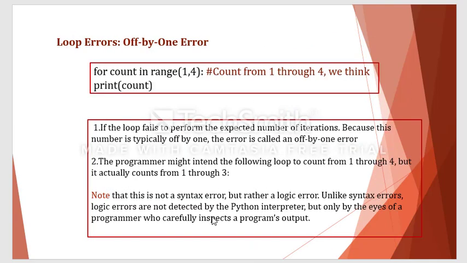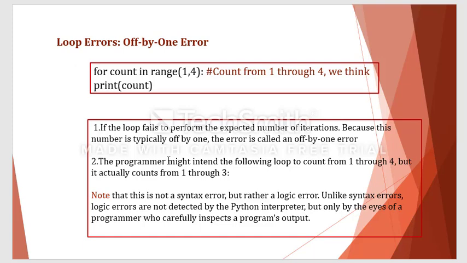Okay, next one is loop errors, the off by one error. What is the loop error? It's generally a concept. I have already discussed with you what that is. In the previous example I told you about range of 4. What does range of 4 indicate? Range of 4 indicates 0 to 3. That means 4 will not be considered.